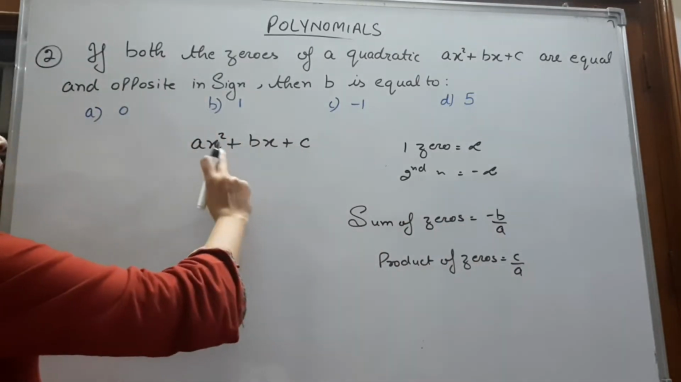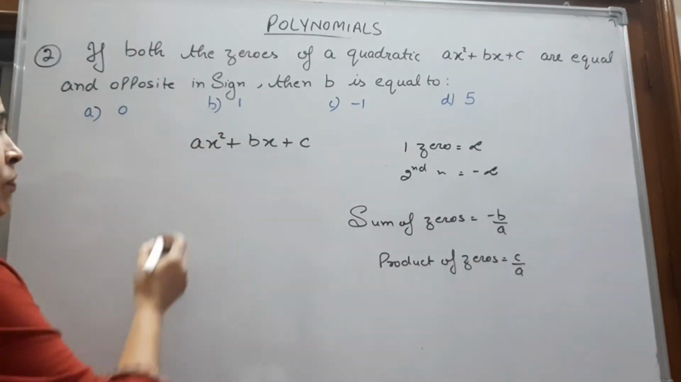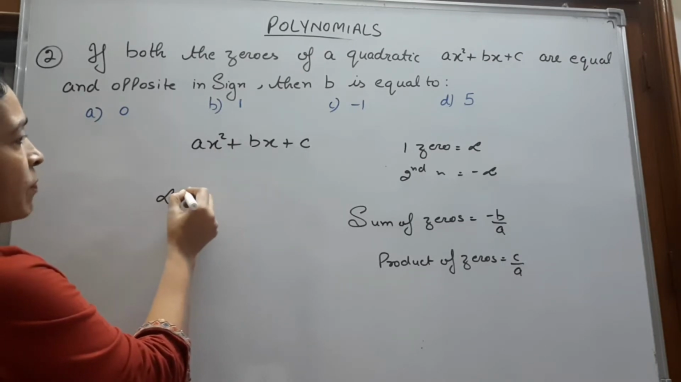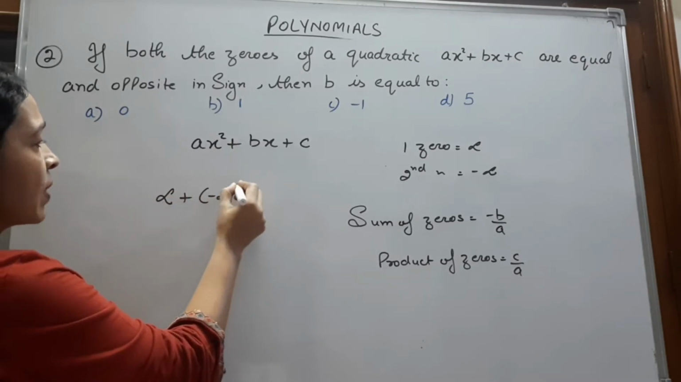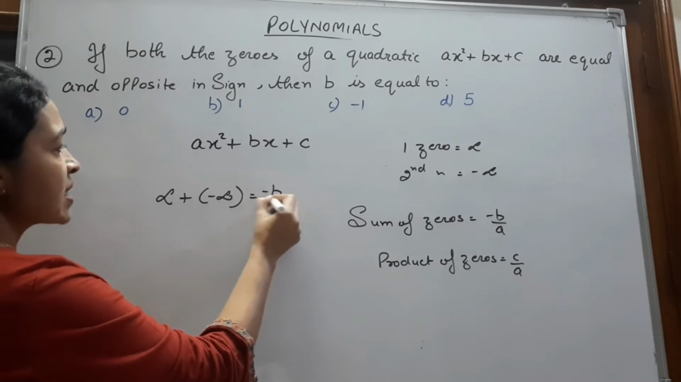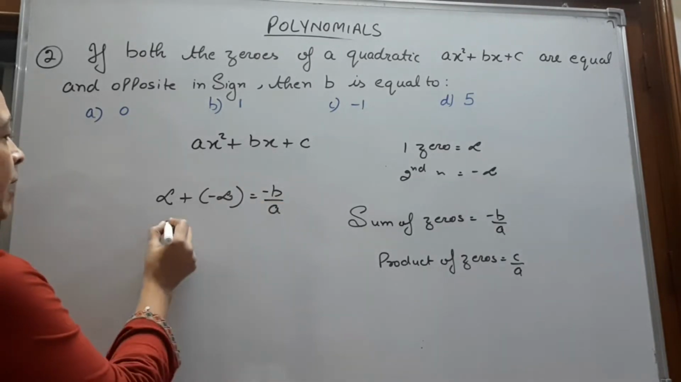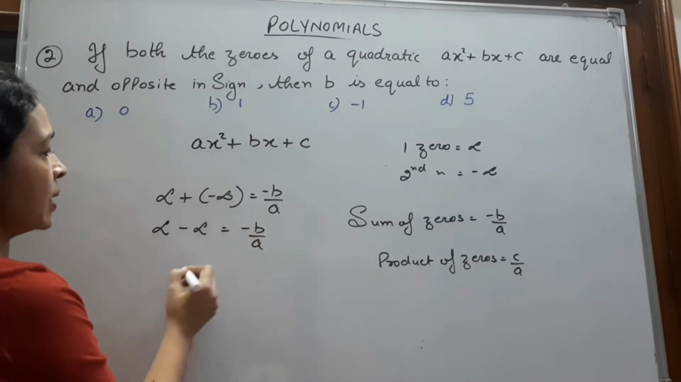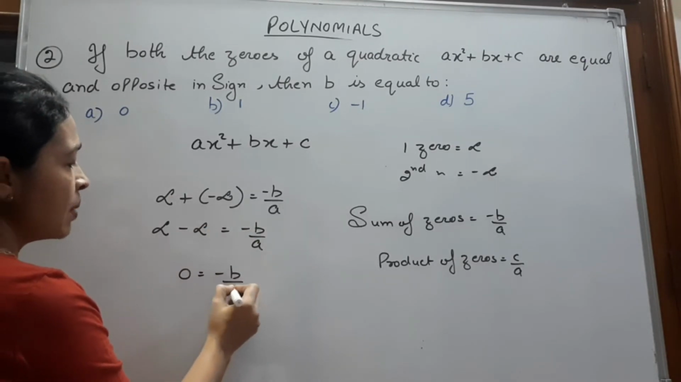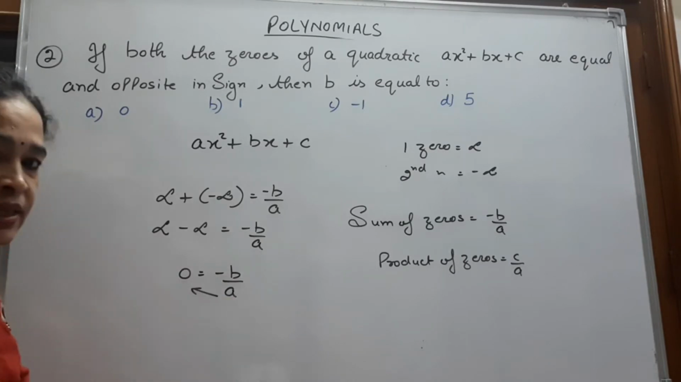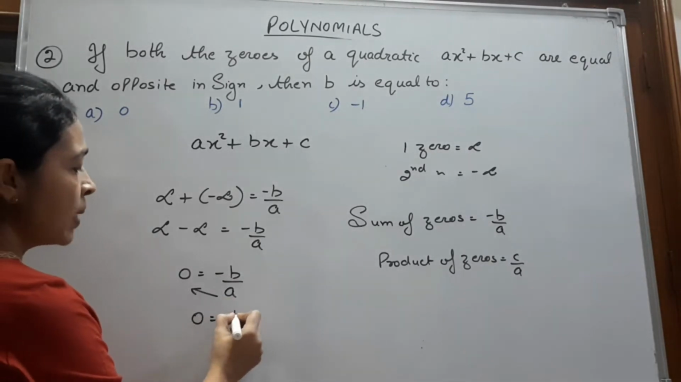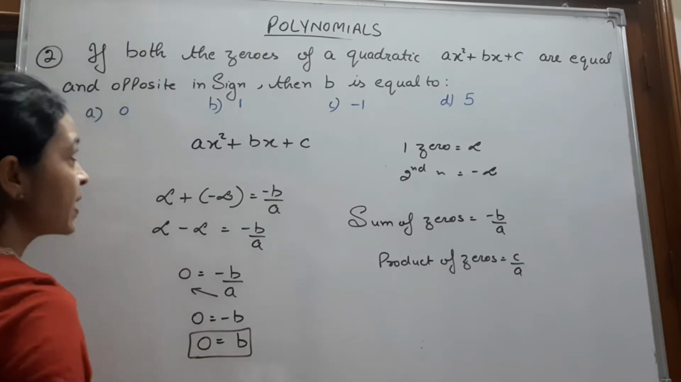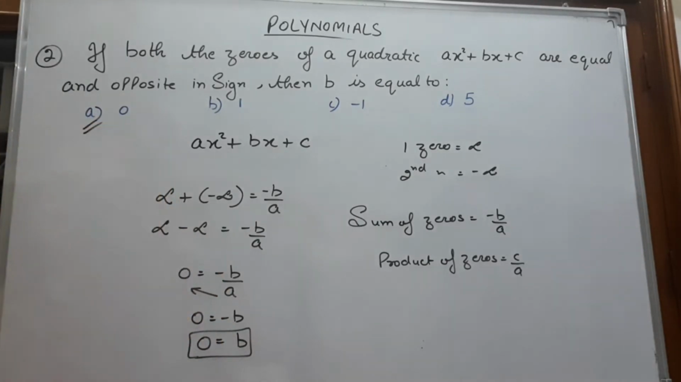Now this polynomial is in general form. Sum of zeros is minus b upon a. Our zeros are alpha plus minus alpha. This is equal to minus b upon a. Alpha plus minus alpha equals minus b upon a. 0 equals minus b upon a. Take this a on the left hand side. 0 equals minus b. So b is also equal to 0. So which is our correct option? Option A is our correct option.